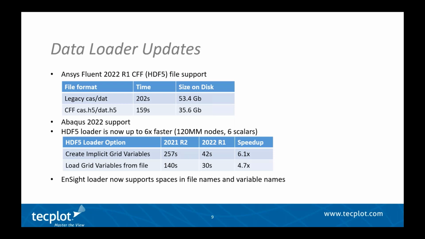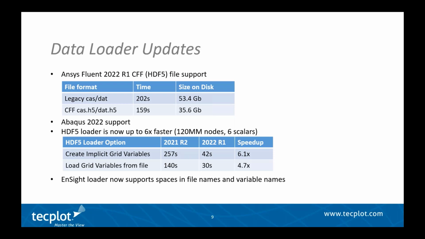Just a couple of notes about the ANSYS Fluent file formats. Their legacy case and dat format, you can still read that into Tecplot 360. You can still write that from ANSYS Fluent. But ANSYS has done a lot of work to improve the performance of writing data. And the CFF format, which is based on HDF5, is smaller on disk, and it's actually faster for Tecplot 360 to load. You can see the numbers there.